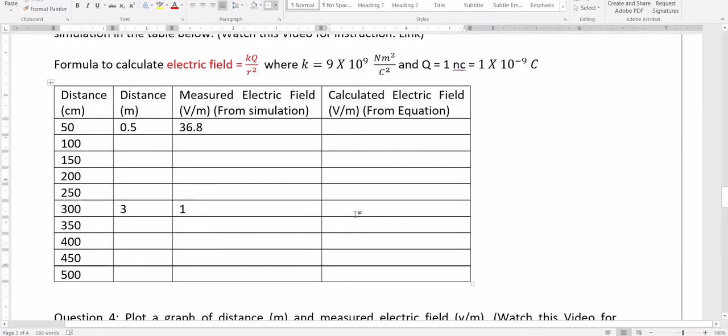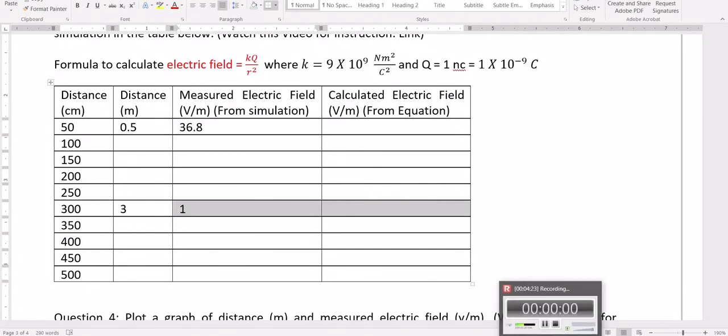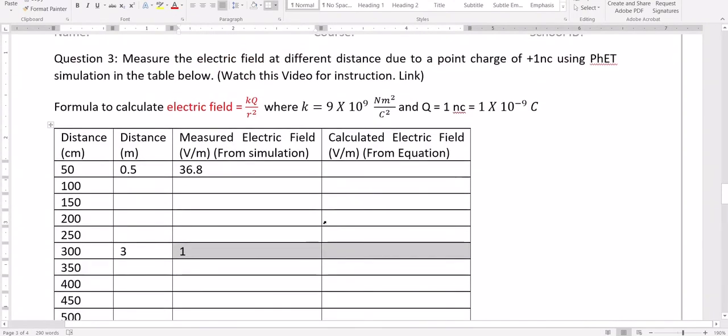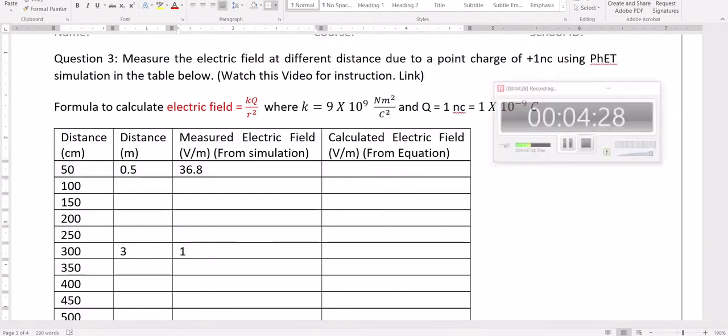And then the same way you have to calculate it. Plug in this formula here. You know the value of K, you know the value of Q, which is this value, and R is 3 meter. Plug in, and the measured value and the calculated value have to be very, very close. That's how you can check that your calculation or your measured values are correct. Okay, so this is it for measuring the electric field using the PhET simulation. Thank you.